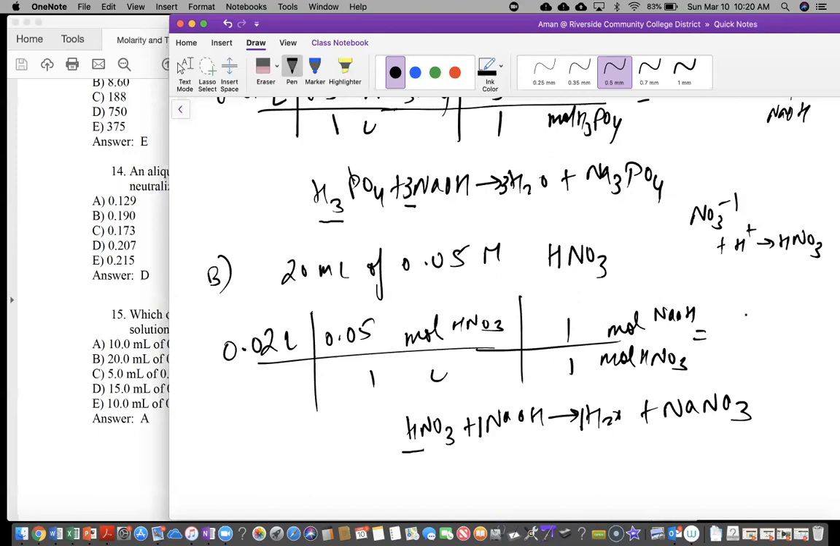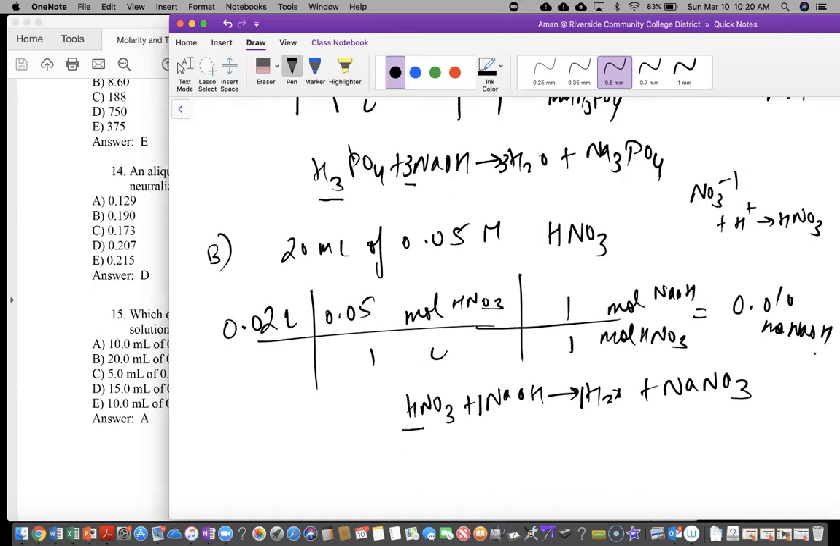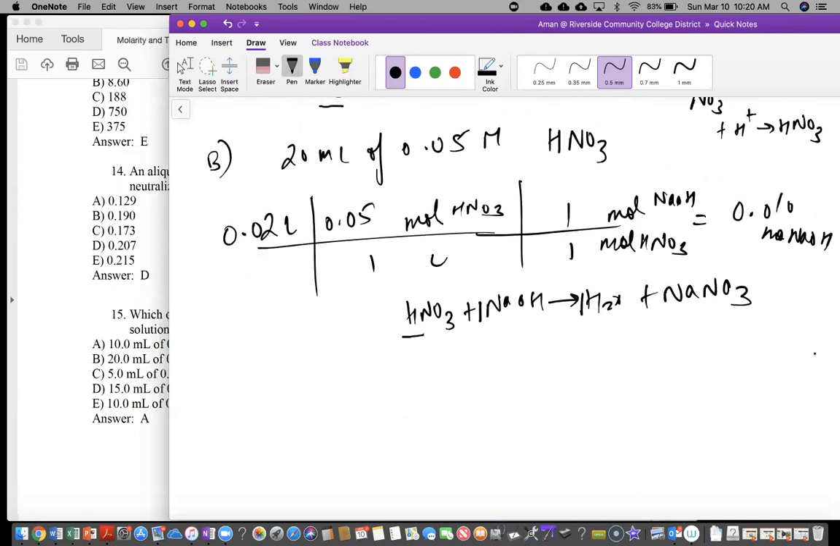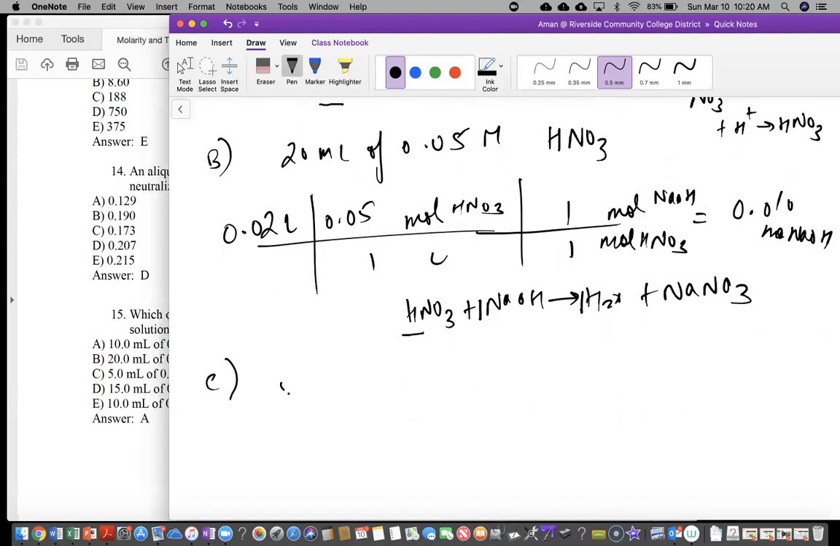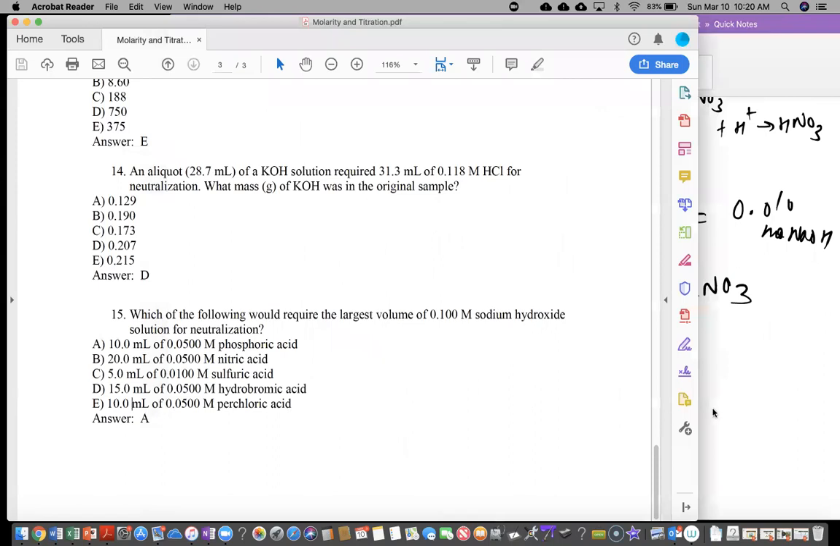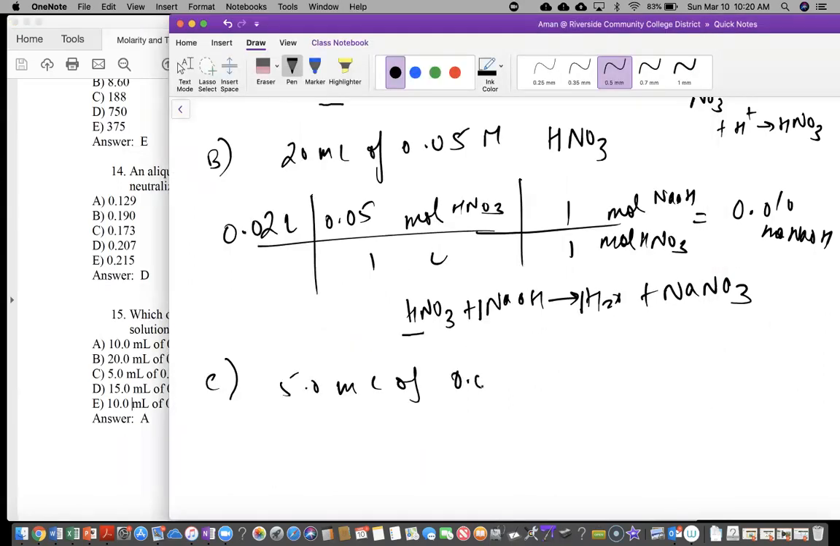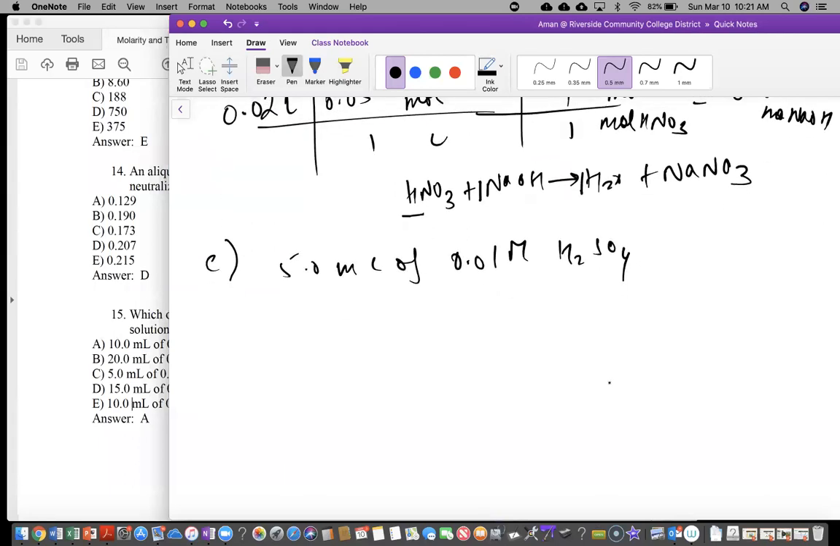So when you solve this, you get 0.010. Is that what you guys get? Okay. Then part C says 5 mLs of 0.01 molar H2SO4. It says sulfuric acid. We should know sulfuric acid is H2SO4, okay? So 5 mLs, that means it's 0.005 liters.